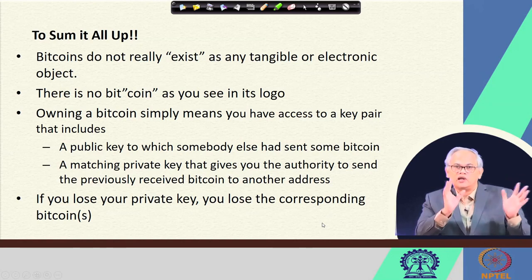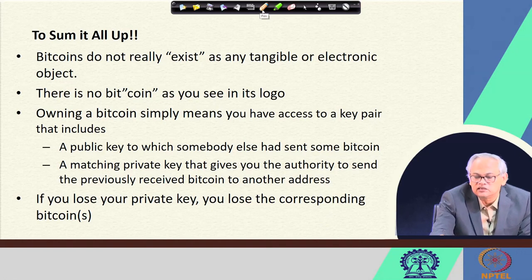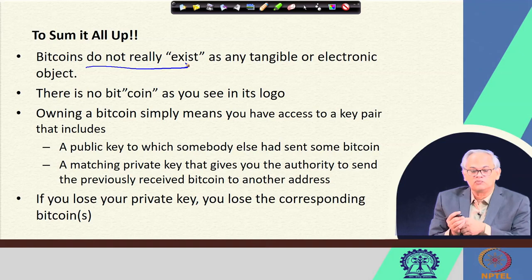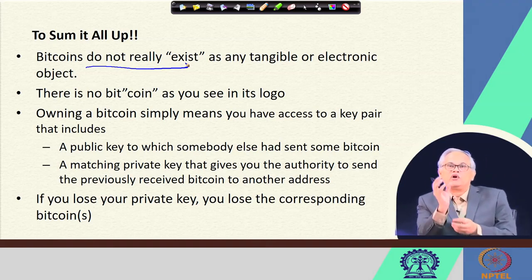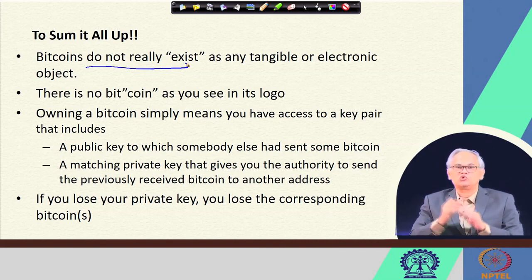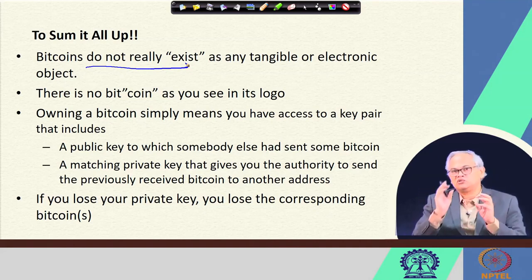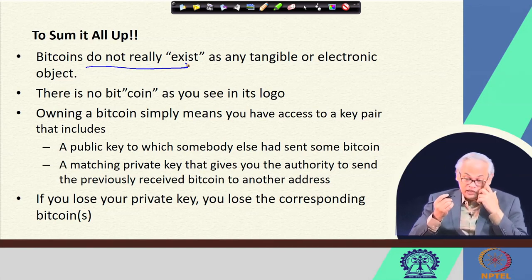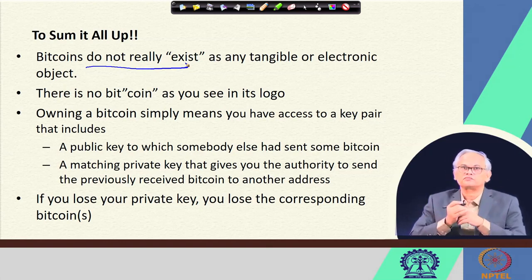So, if we sum this part up, whatever we have discussed, mind it that bitcoins do not really exist in that sense. This is very important, that there is nothing tangible or electronic object. There is nothing like a coin and you see its logo. You cannot have a bitcoin of say 1 bitcoin purchased from somewhere. Although you always see these types of coins on bitcoin websites, at some point in time a few coins were minted actually, but these are no longer in circulation or in use, or they do not really exist.